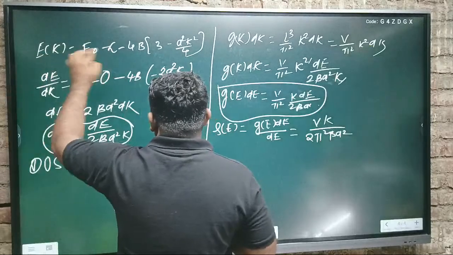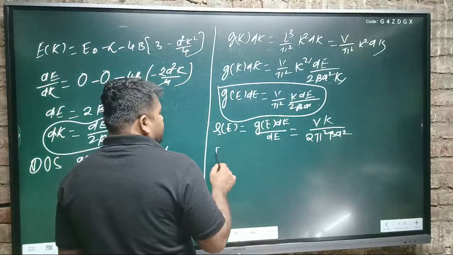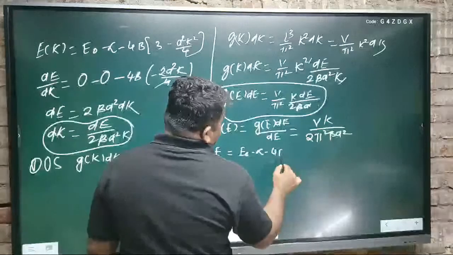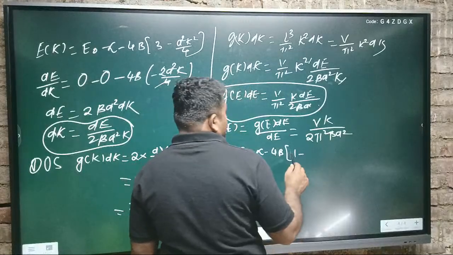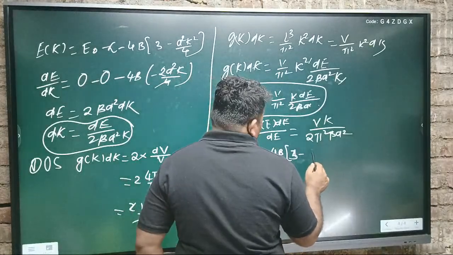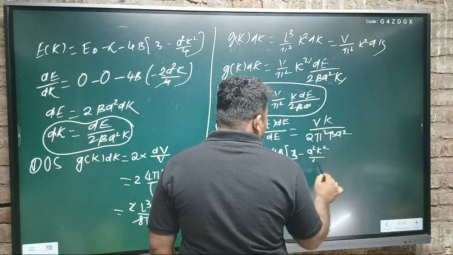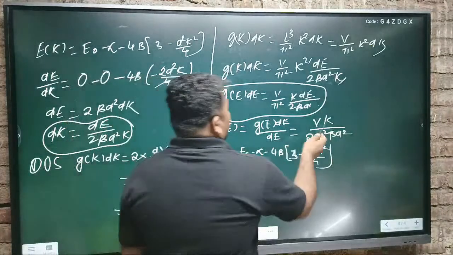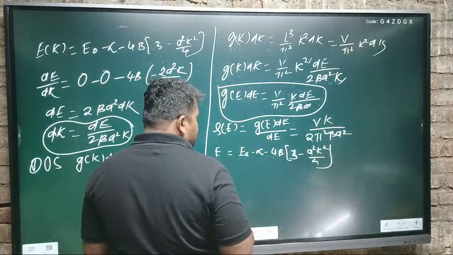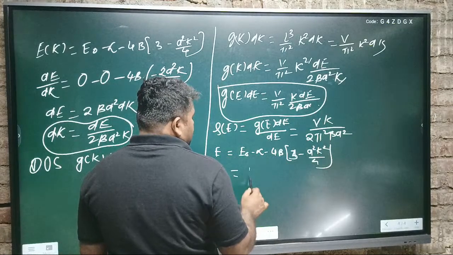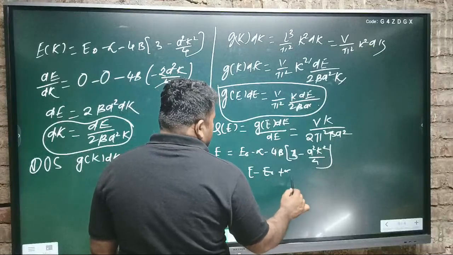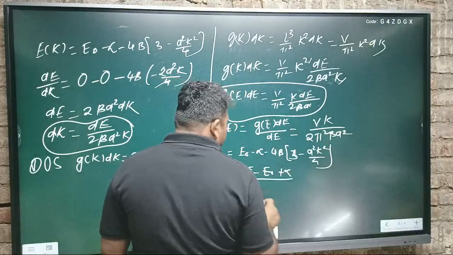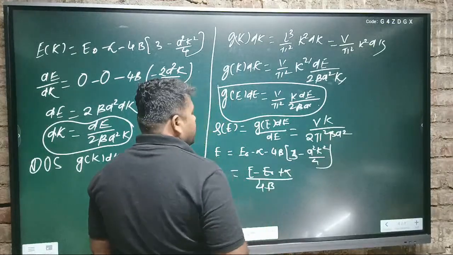System FCC. What is the tight binding approximation? E(k) is equal to E naught minus α minus 4β, okay, 1 minus, sorry, 3 minus a²k² upon 4. Here our aim is to find the k square value, k value. Why? Because here ρ(E) contains k. Then how to find the k from this equation? Write down, this is equal to how much? E minus E naught plus α, this becomes minus, this becomes plus, okay, divided by 4β.